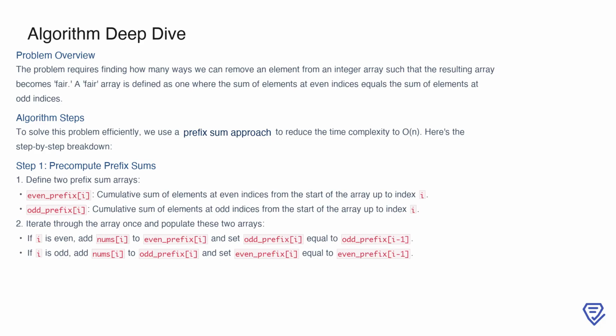The even_prefix array keeps track of the cumulative sum of elements at even indices, while the odd_prefix array does the same for elements at odd indices. As we iterate through the array, we update these prefix arrays based on whether the current index is even or odd. For even indices, we add the element to even_prefix and copy the previous value of odd_prefix. For odd indices, we add the element to odd_prefix and copy the previous value of even_prefix. This pre-processing step sets the foundation for efficiently evaluating the array after removing any element.